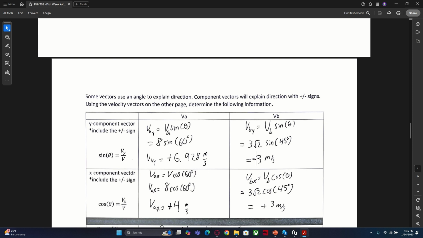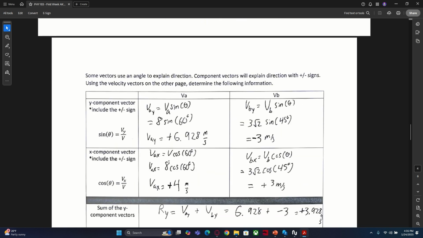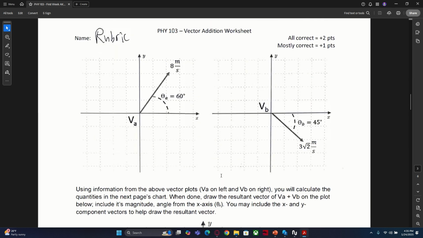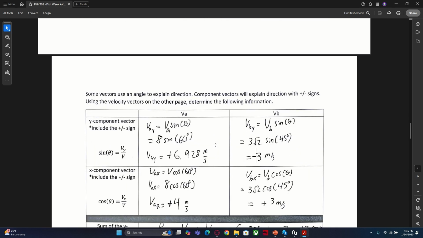For the component vectors of VAX and VBX, taking the initial value of VA, that's 8, times cosine of 60, gets us 4. And then for VBX, that would be 3 square root of 2 times cosine of 45 degrees, which gets us 3. The reason why both of these are positive is because both vectors are pointed toward the right. The right would be the positive x-axis direction. Now at this point, we can just keep going.